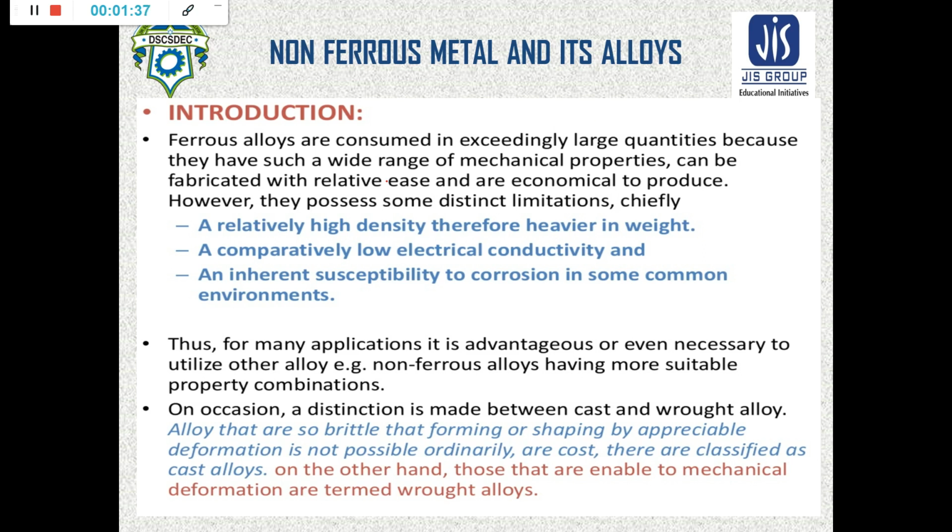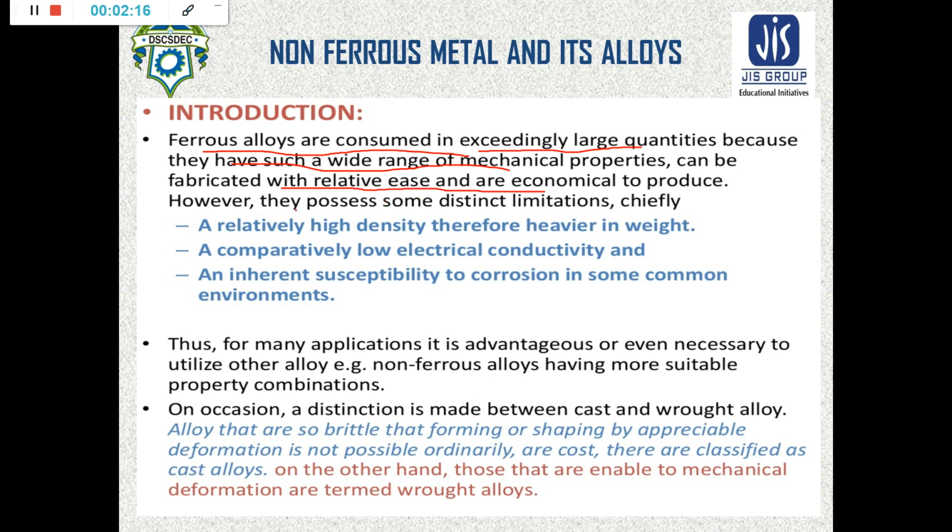So ferrous alloy, we have already discussed about ferrous alloy. What are the ferrous alloy? Ferrous alloy contains mainly iron. The alloys in which iron is the main material are known as ferrous alloy. The ferrous alloy is consumed in exceedingly large quantities, as they have a wide range of mechanical properties and can be fabricated with relative ease and are economical to produce.